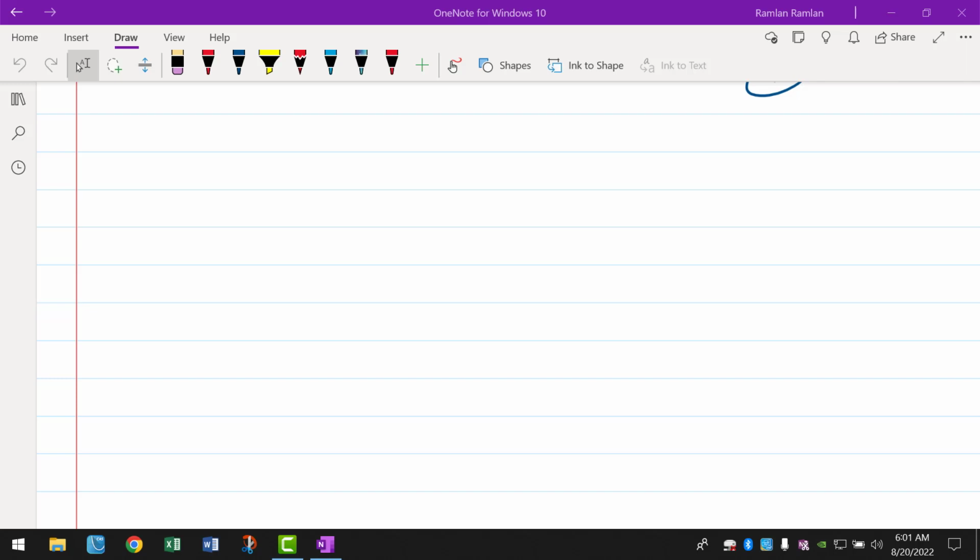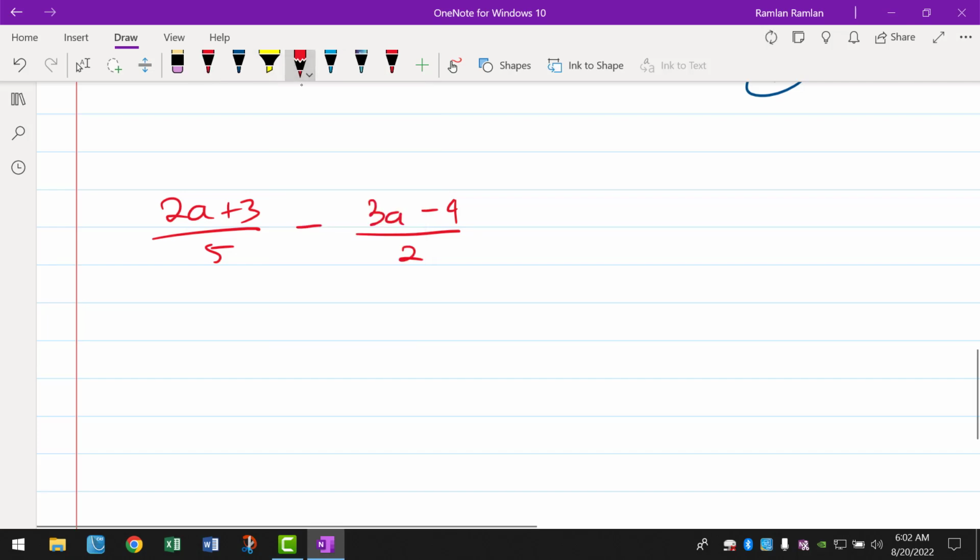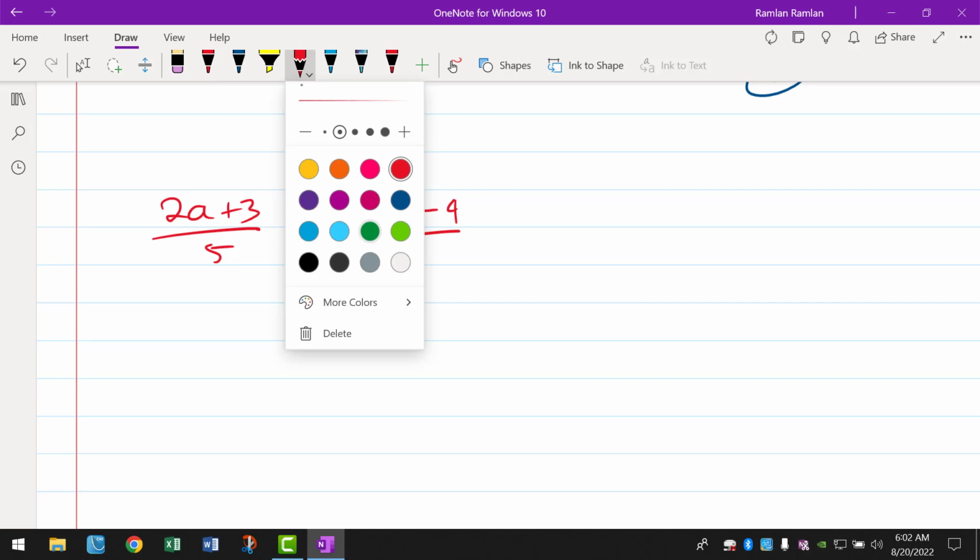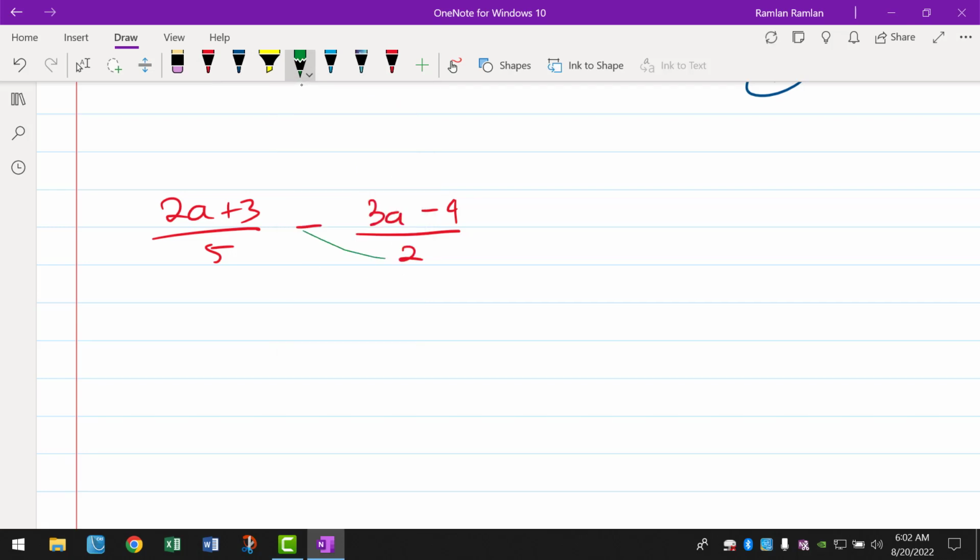Another example, guys, so maybe this is going to be the last example for addition and subtraction. We have, for example, 2a plus 3 over 5, and then subtract 3a minus 4 over 2. Again, guys, you can do the cross multiplication like we just did before. I'm going to use that concept again. I'm going to multiply this with this guy.